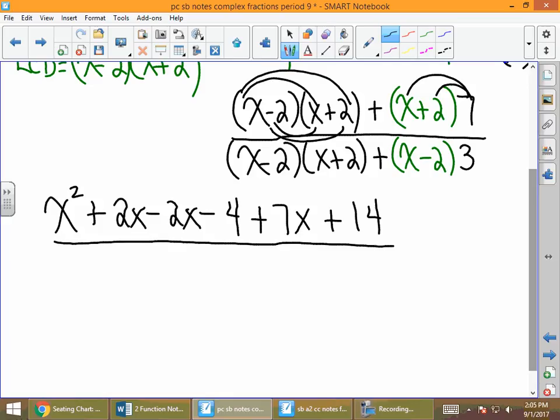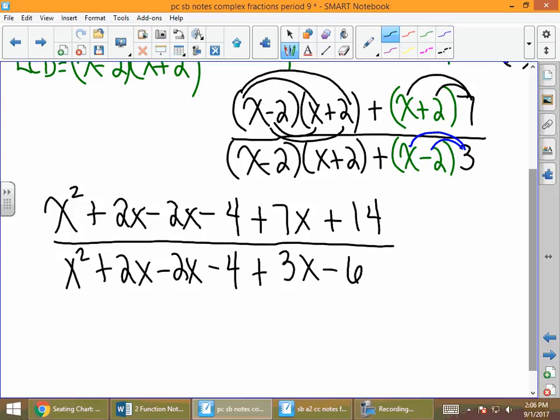We did have the same exact thing on the top and in the bottom, but we're adding. That's the difference. If we're multiplying, we can cancel it out, but we're adding here, so we can't cancel it out. But if we FOIL in the denominator, we get x squared plus 2x minus 2x minus 4. And to the far right, we're going to distribute, plus 3x minus 6.